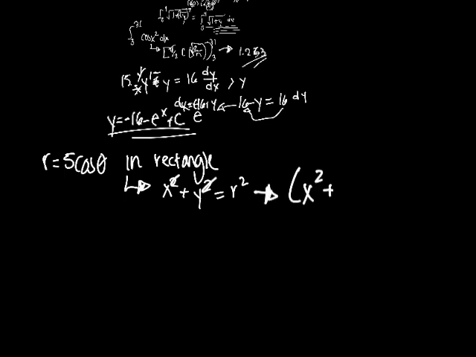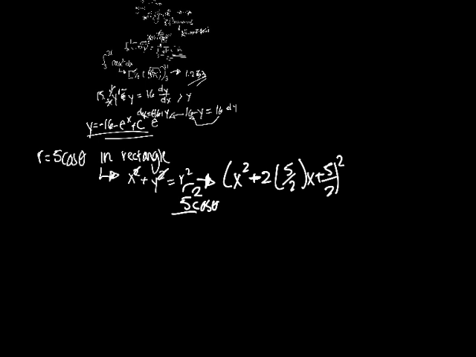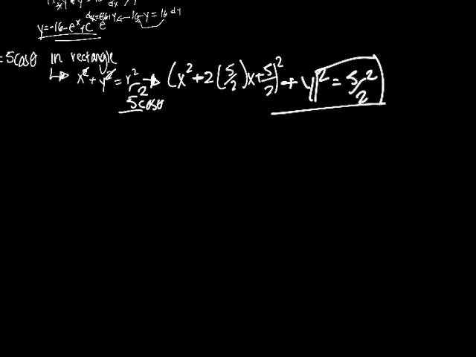X squared minus 2 of 5 over 2. How do we have 5 over 2? Because our r is 5 cosine theta. And once we distribute this and we move this down, we will get that: x minus 5 over 2, squared, plus y squared equals 5 over 2, squared. And once you simplify that, you'll get your answer. So moving on to number 17.